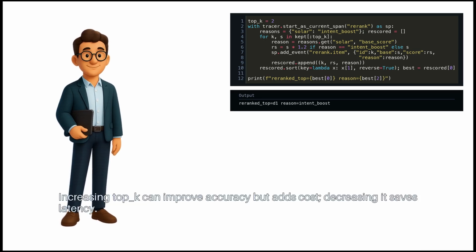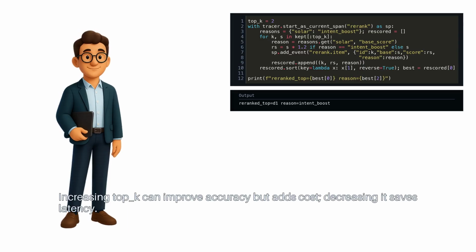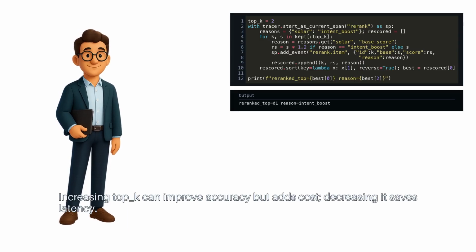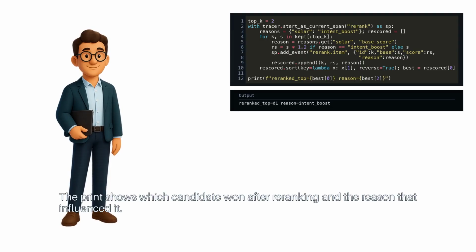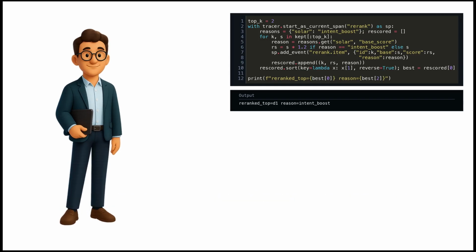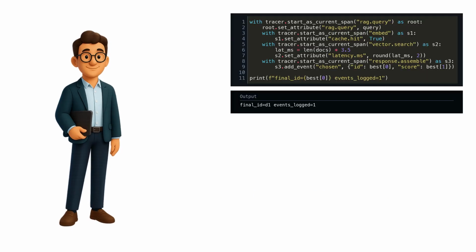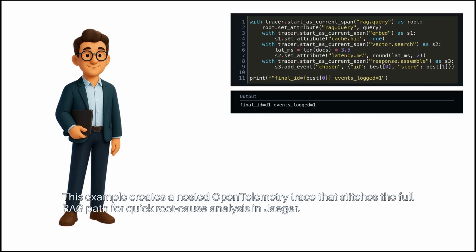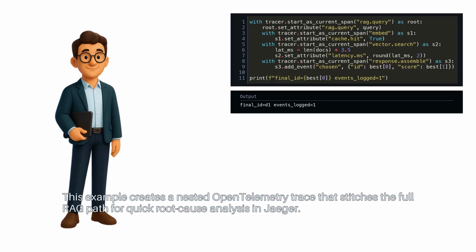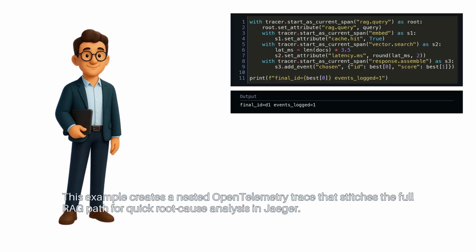Increasing top K can improve accuracy, but adds cost. Decreasing it saves latency. The print shows which candidate won after re-ranking and the reason that influenced it. Finally, we'll stitch a root trace that records timing and the chosen response for clear root cause analysis. This example creates a nested OpenTelemetry trace that stitches the full RAG path for quick root cause analysis in Jaeger.